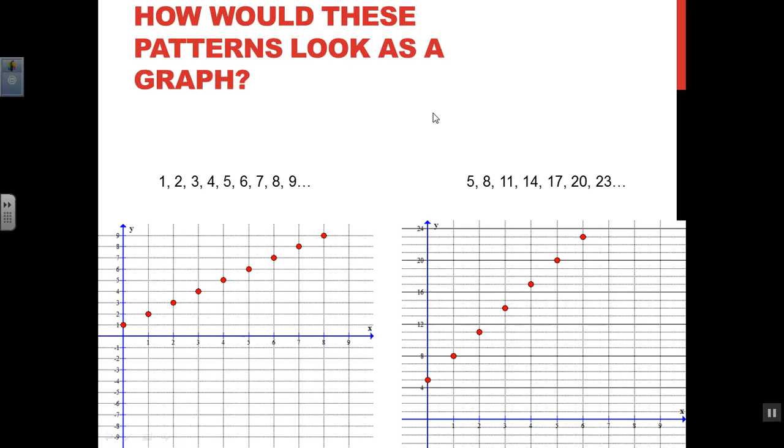And that gets into a big idea that rate of change is the change in your y to the change in your x. So your x is your step to the right or left.